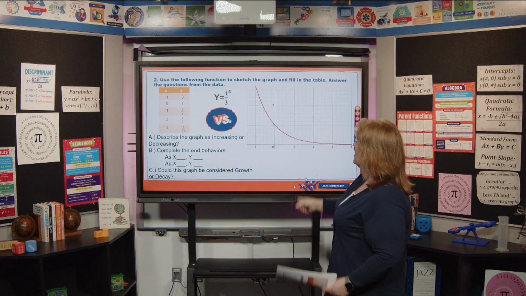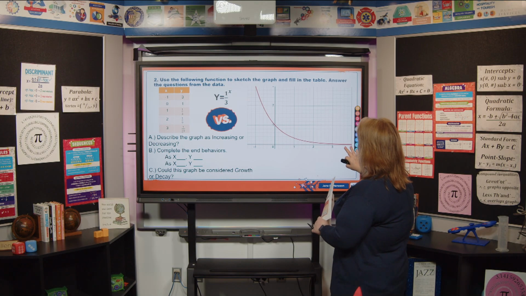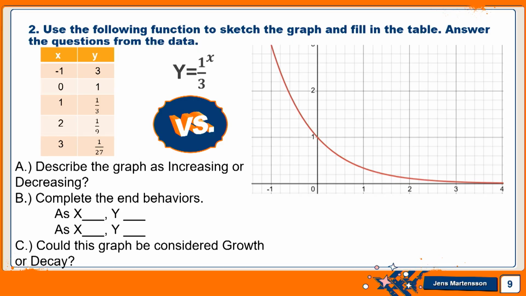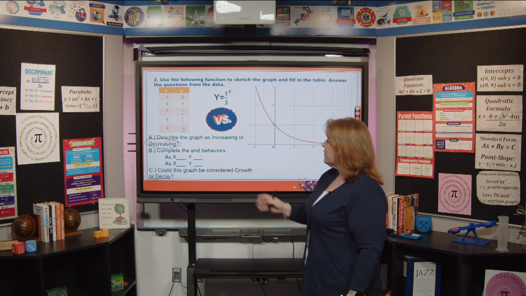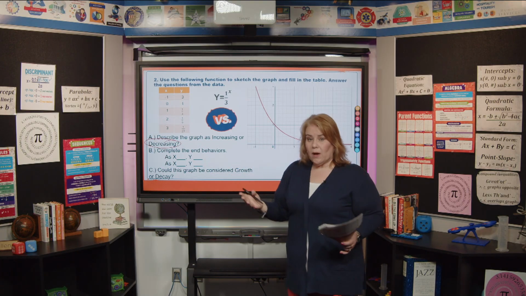So here it is. So now that we've found the chart and we've also graphed it on the graph, let's answer some questions. It says describe the graph as increasing or decreasing. Well, we've done that. We can tell that it is a decreasing graph. Now complete the ending behaviors. So we have to make sure that we're understanding what this question is asking. As x or my x values do something, what do my y values do?